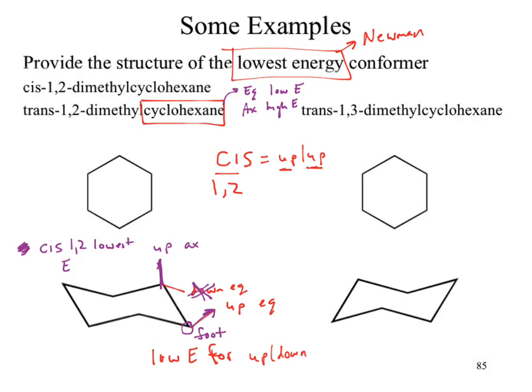If I go through a chair flip, what happens to the axial? It becomes equatorial. What happened to the equatorial? It becomes axial. Any way I slice it, they're the same energy. I've now drawn the lowest energy conformation for the cis 1,2.